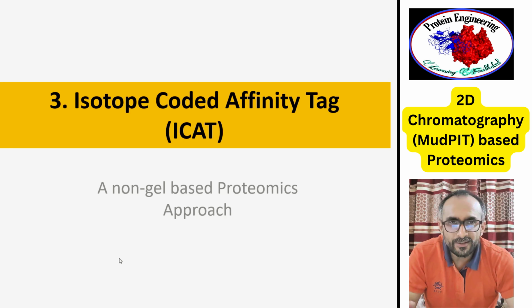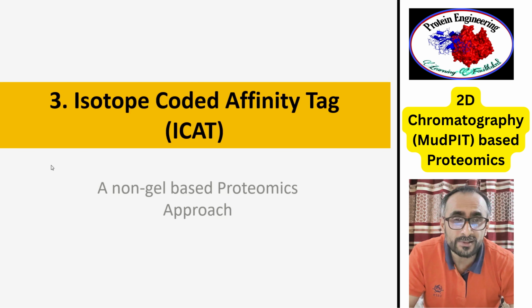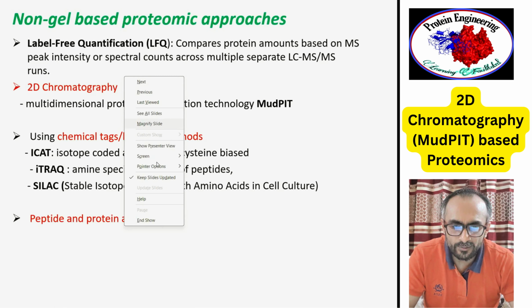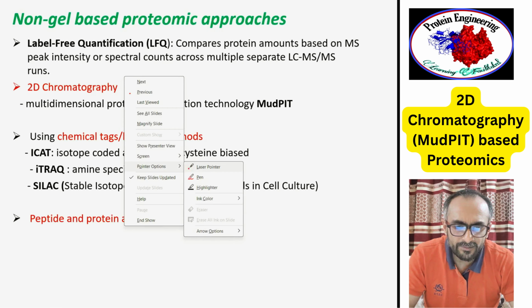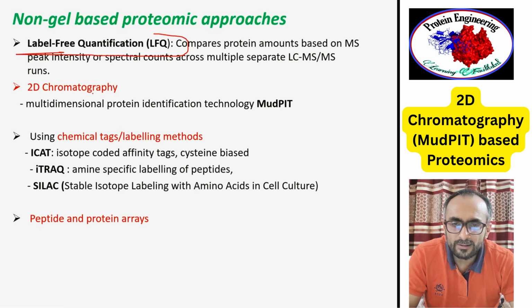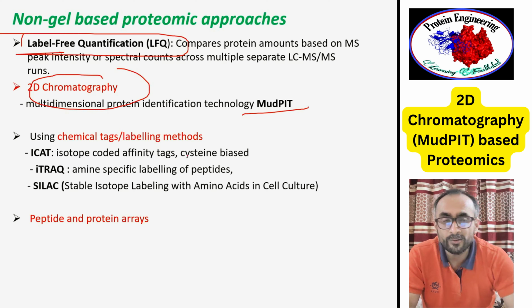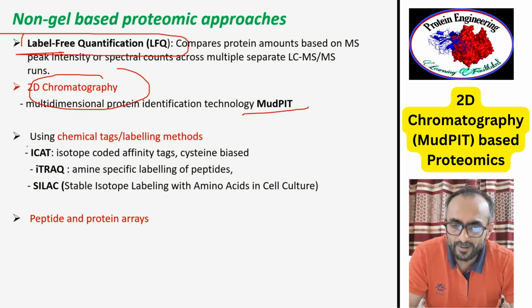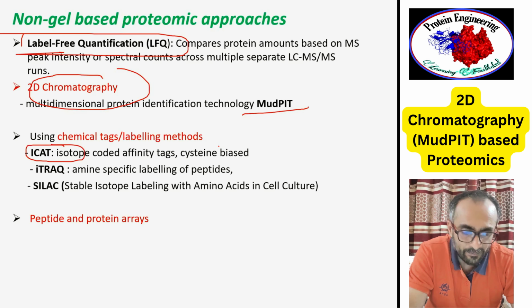Hello everyone. So we will continue talking about more non-gel based proteomic approaches, and this is the third one. It's called isotope-coded affinity tags. Earlier we have seen that proteomic studies can be done using gel-free methods also, and on those gel-free methods we have seen label-free quantification and 2D chromatography in the form of MudPIT, which we talked about in earlier lectures. In this lecture we'll talk about a labeling method which is used to label proteins and then separate the proteome, and this one is isotope-coded affinity tag, which is based on cysteine binding.